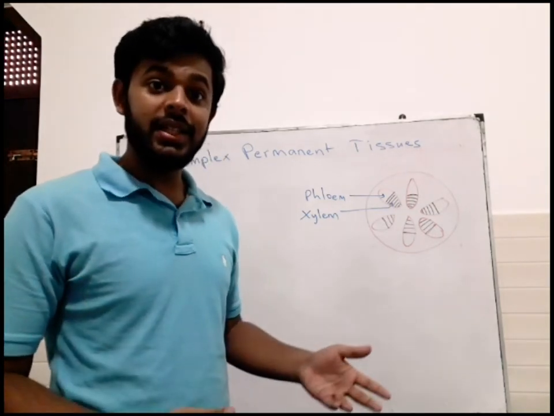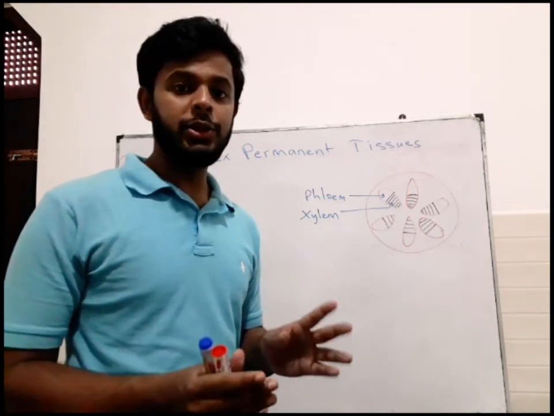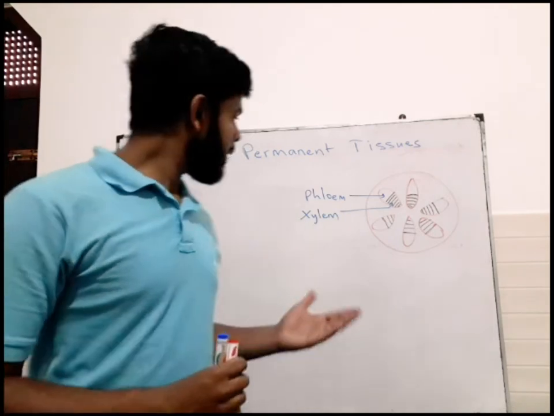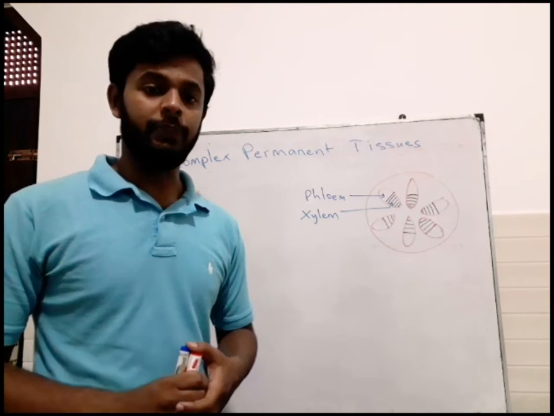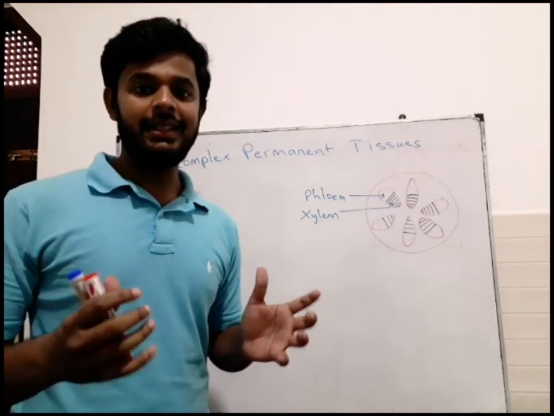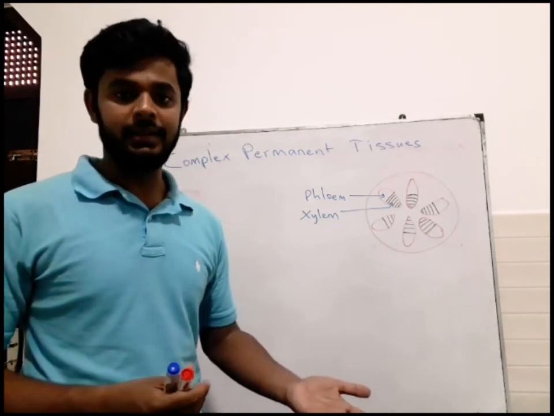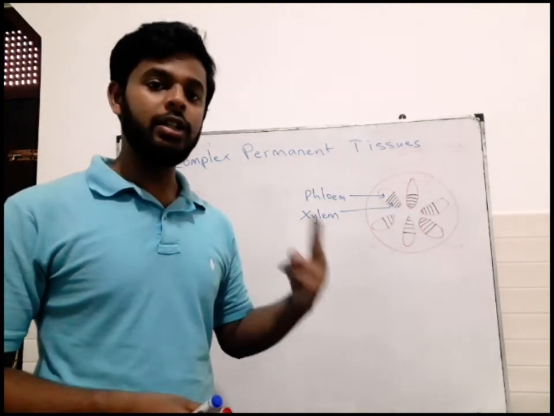Then we start discussing the simple permanent tissue. Simple permanent tissues are mainly only one type of specialized cells. Now we have the third type of tissue, the complex permanent tissue. So when we say complex permanent tissue, it is a tissue formed by a collection of more than one type of cells. So we discussed two examples, one is xylem and one is phloem.